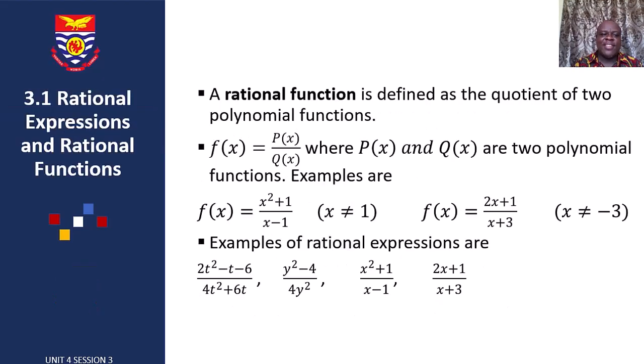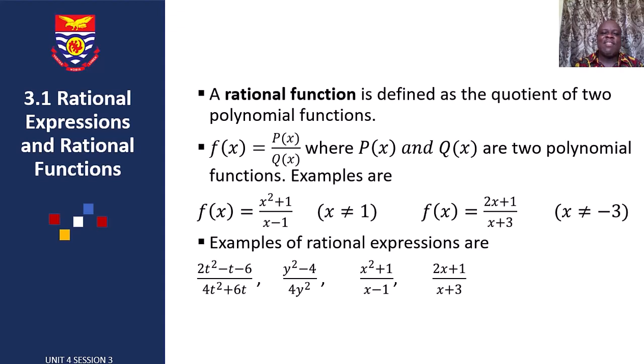Rational expressions and rational functions. A rational function is defined as the quotient of two polynomial functions. So if you have f of x is equal to p of x over q of x, where p of x and q of x are two polynomial functions, then you have a rational function.